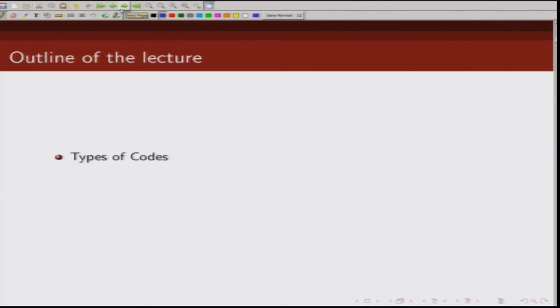As I said, error correcting codes can be broadly classified into two classes, block codes and convolutional codes. We will describe what is meant by block code and what is meant by convolutional code, and we will bring out the differences and similarities between the two. Then we will talk about various decoding strategies, and finally we will talk about what we mean by forward error correction, hybrid ARQ and automatic repeat request.